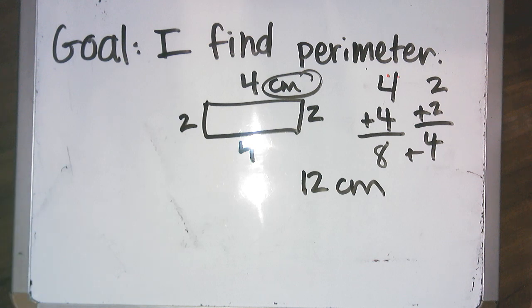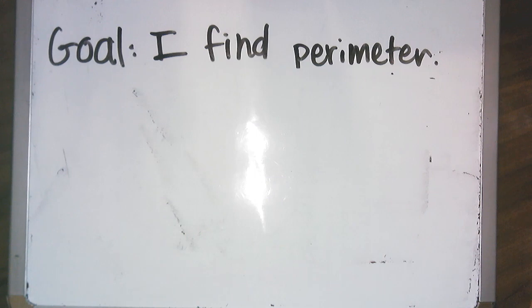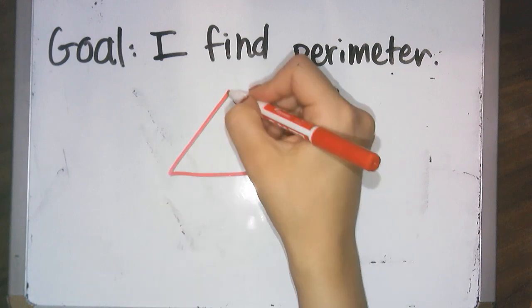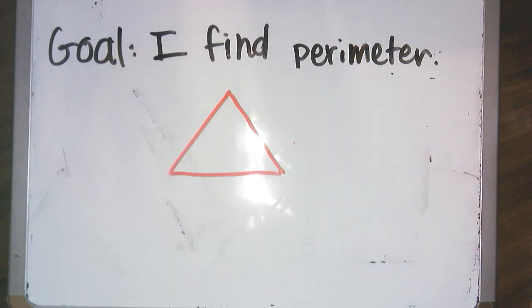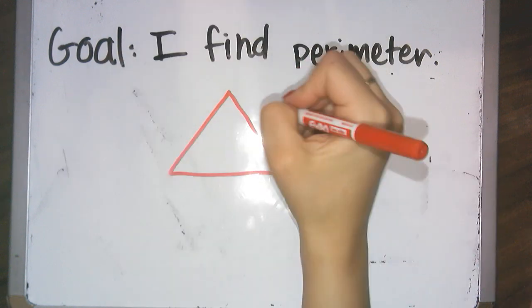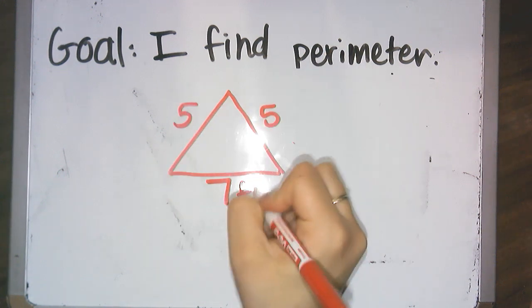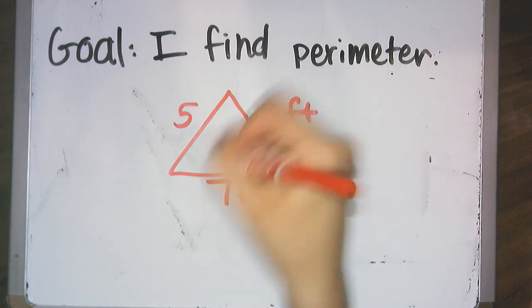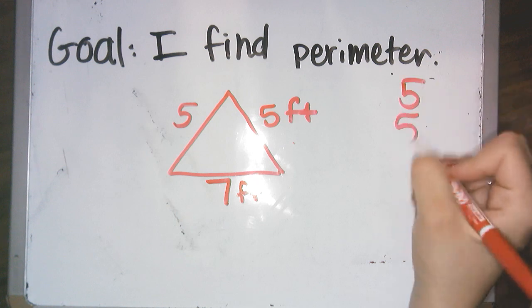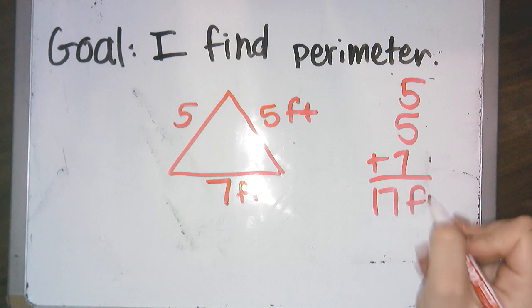Today, you're going to start to do something different. We are going to have different types of shapes. So you might have a triangle. Now, the rules haven't changed. It's still about counting and adding up the outside edges. So you might have 5 and 5 and 7, and these are going to be feet. So again, to find the perimeter, you're just going to do 5 plus 5 plus 7, and that's going to be 17 feet.